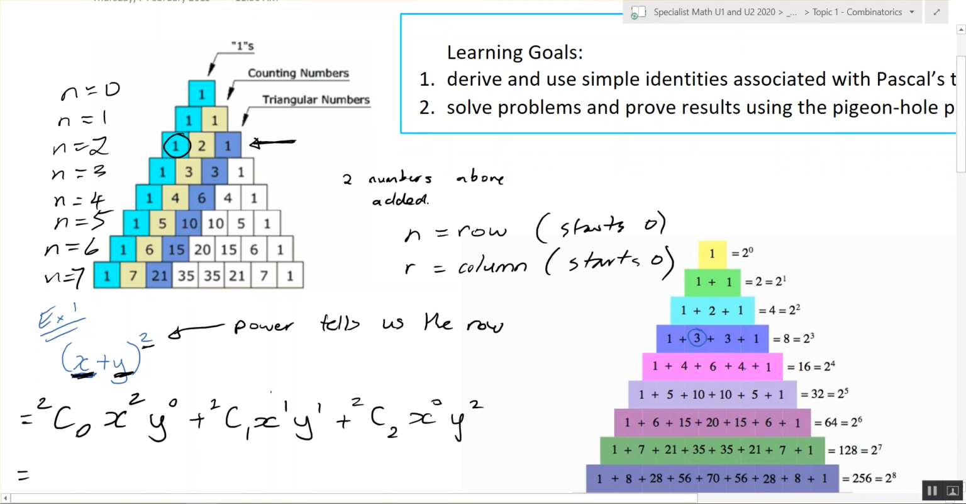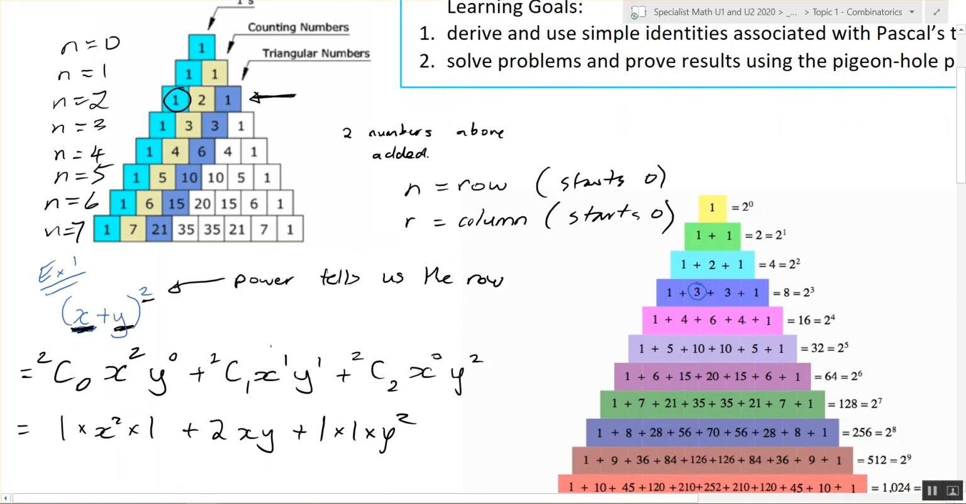2C0 is 1. x squared, anything to the power of 0 is 1. This one is 1 times 1 times y squared. And then get rid of all the 1s. You're left with, hopefully, the answer you already know from grade 10.